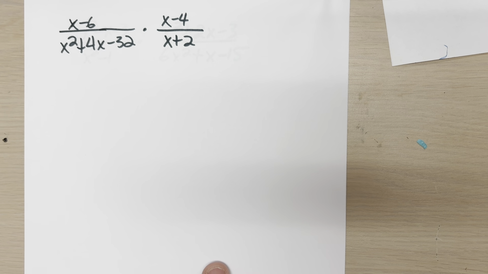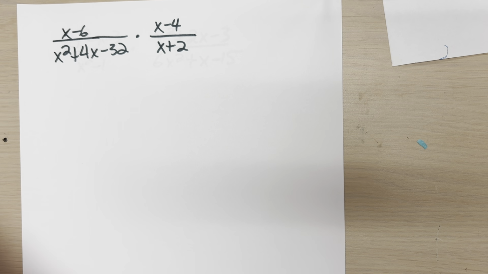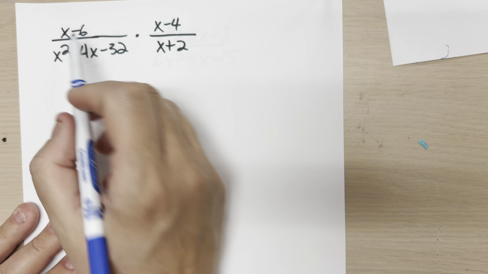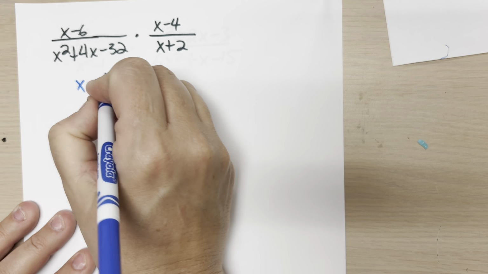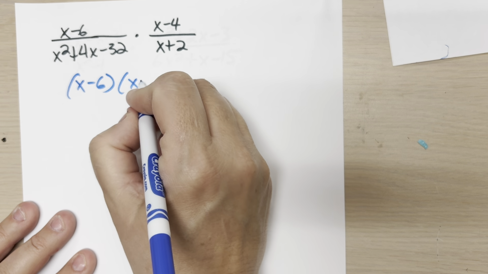here's another one. Oh no, now we have to do some factoring. So we have to do legwork. X minus 6, can't do anything. X minus 4, nope.